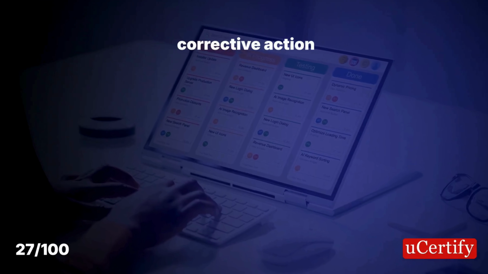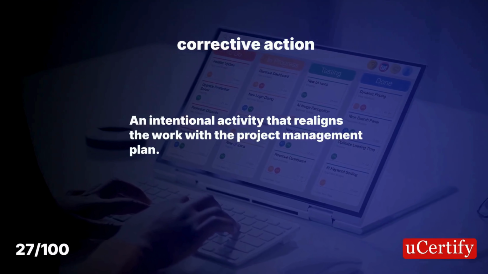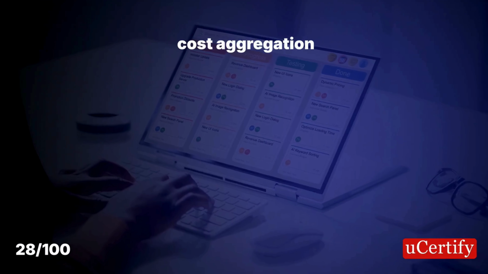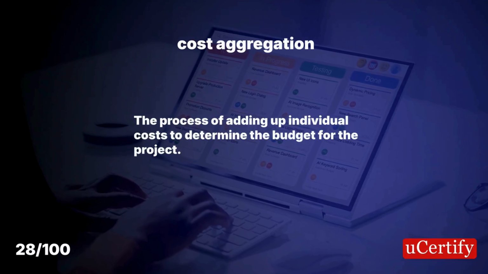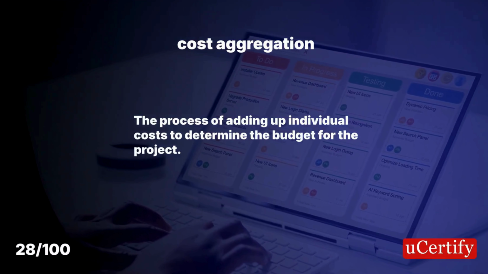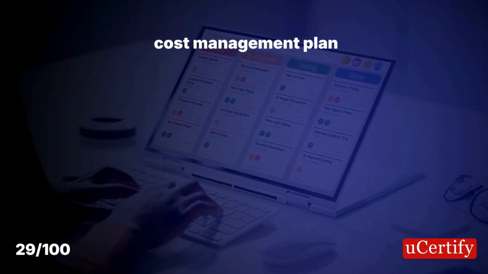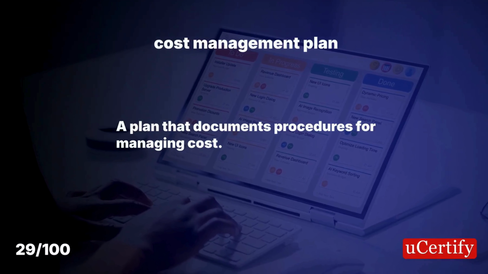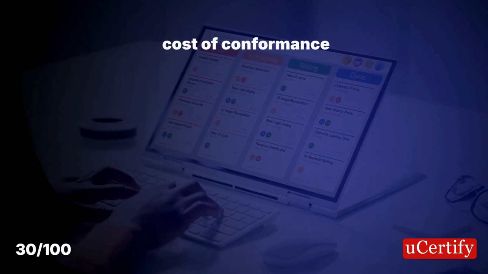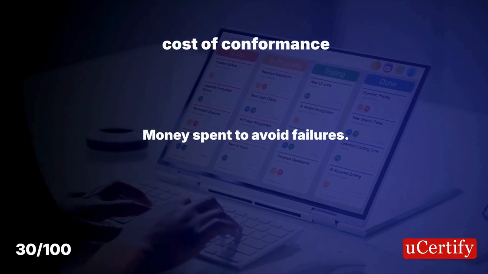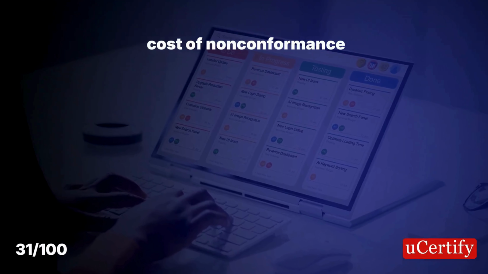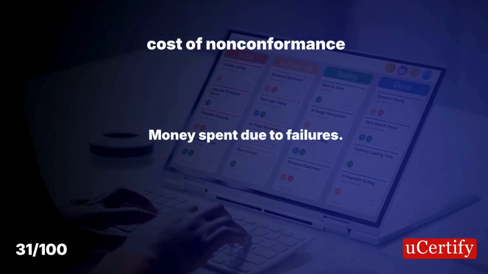Term: corrective action. Definition: an intentional activity that realigns the work with the project management plan. Term: cost aggregation. Definition: the process of adding up individual costs to determine the budget for the project. Term: cost management plan. Definition: a plan that documents procedures for managing cost. Term: cost of conformance. Definition: money spent to avoid failures. Term: cost of non-conformance. Definition: money spent due to failures.